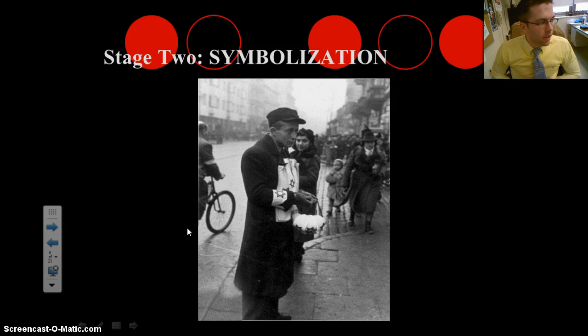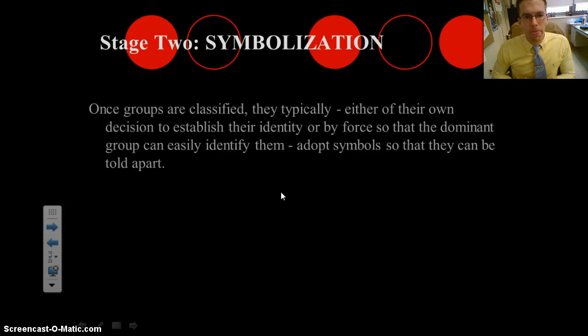The second step is symbolization. A lot of times we'll see this, and most of you might recognize the Star of David, the yellow star that Jews had to wear on their coats at all times. And we'll look at it. They had a very complex system of symbolization, from criminals and homosexuals and Jehovah's Witnesses and political opponents. So with symbolization, the groups are classified and given symbols so they can be told apart from the rest of society.